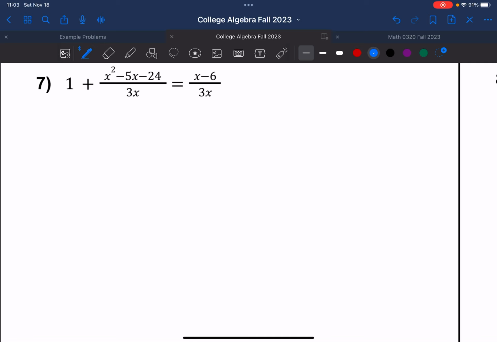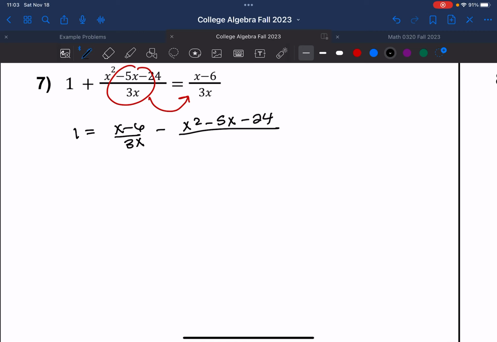Okay, so I need a fraction equal to another fraction. Notice that I have common denominators, but they're on opposite sides of that equal sign. Well, instead of trying to get that 1 to have a common denominator, I am just going to go ahead and move this entire fraction over to the other side. So I have 1 equals x minus 6 over 3x minus x squared minus 5x minus 24 over 3x.